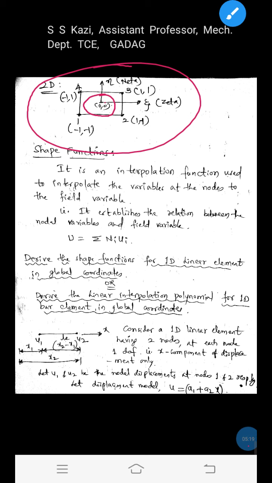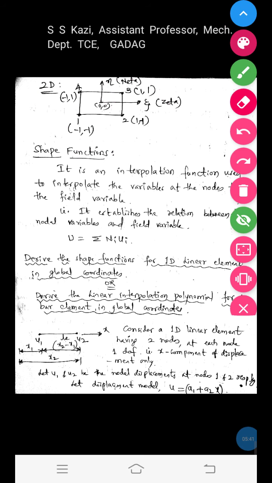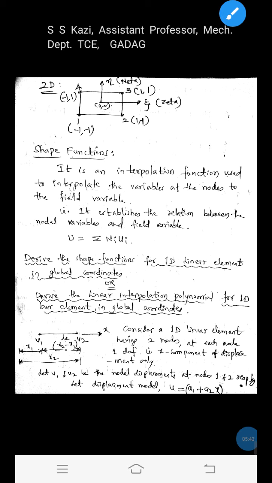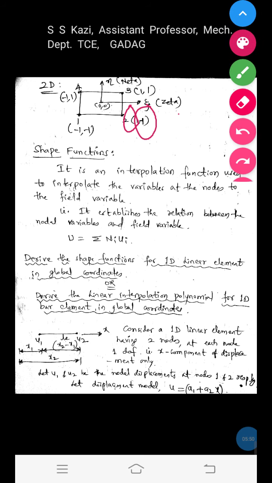If this is the interior, then the coordinate values of each node will become, at node 1, since node 1 is to the left of the origin and also below the origin, hence it will be -1, -1. That means this direction represents zeta and this direction represents eta. Node 2 is located to the right of the origin, hence zeta is +1, but it is located below the origin, so eta is -1, that is the y direction.